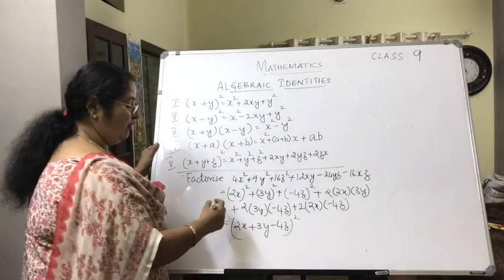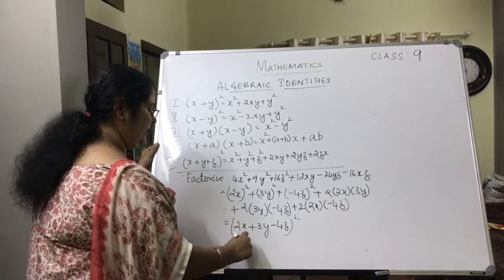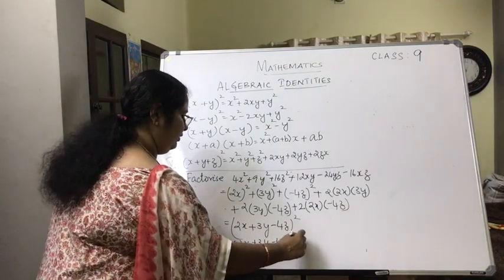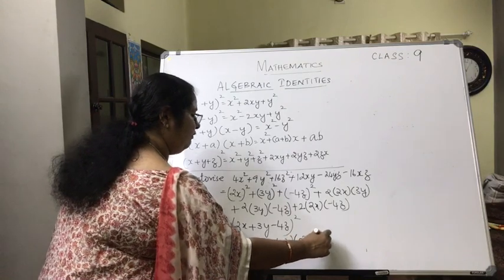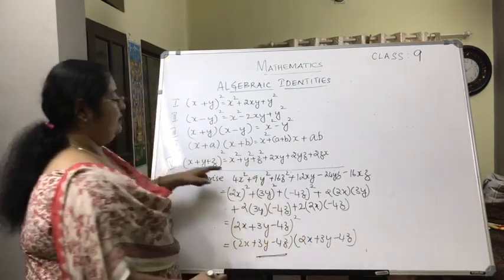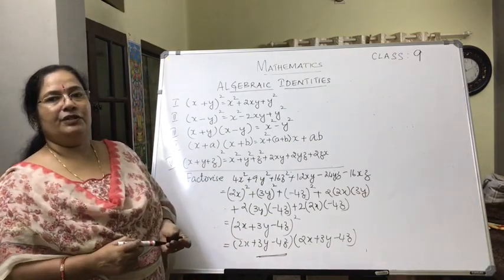Is this a factorized form? No. So we are writing it as 2x plus 3y minus 4z into 2x plus 3y minus 4z. This is the factorized form of this given expression.